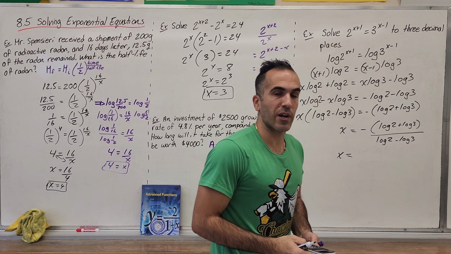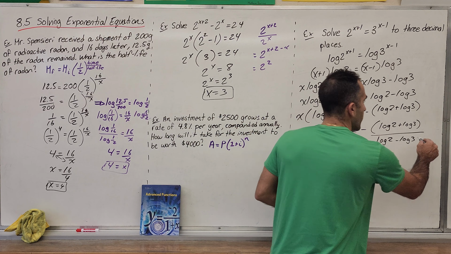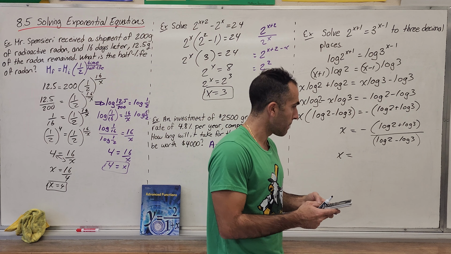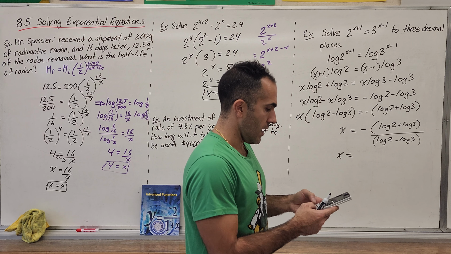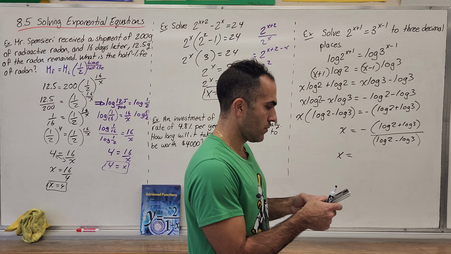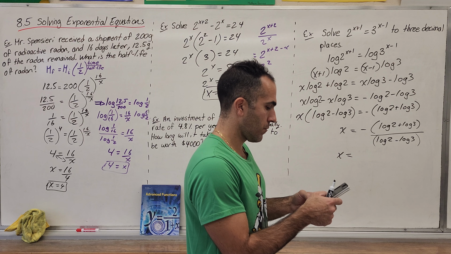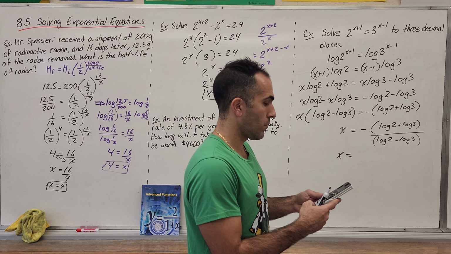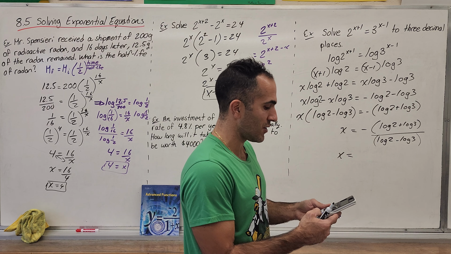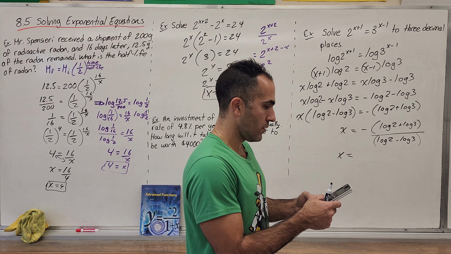Calculator work. Highly recommend you all try this. There's a lot going on over here. Brackets, depending on your calculator, how you do it. You might have to put this in brackets. Depends if you have an ES or an MS calculator. Try it out. So I'm going to put negative, open bracket, log 2 plus log 3. I'm just going to hit equals because I don't want to confuse myself.